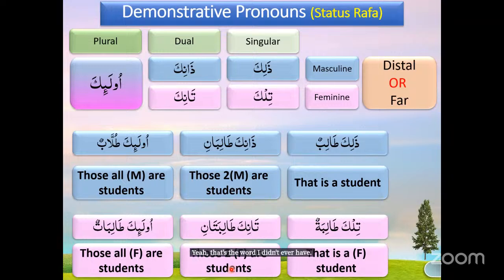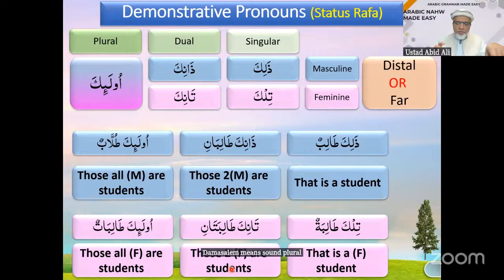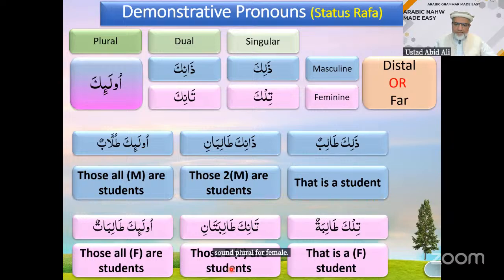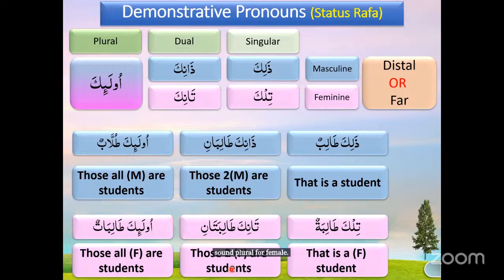Jama Salim means sound plural, in English we say sound plural. Then the sound plural has two more categories: the sound plural for male and the sound plural for female. Okay? Jama Salim, right? Yes.